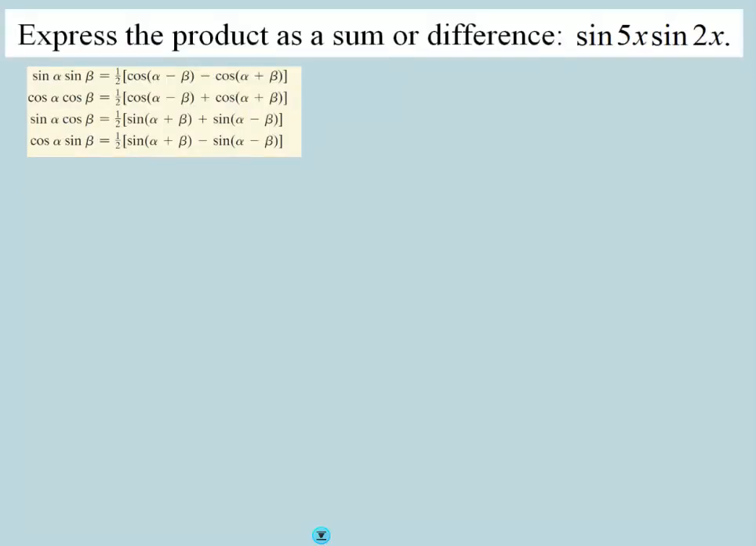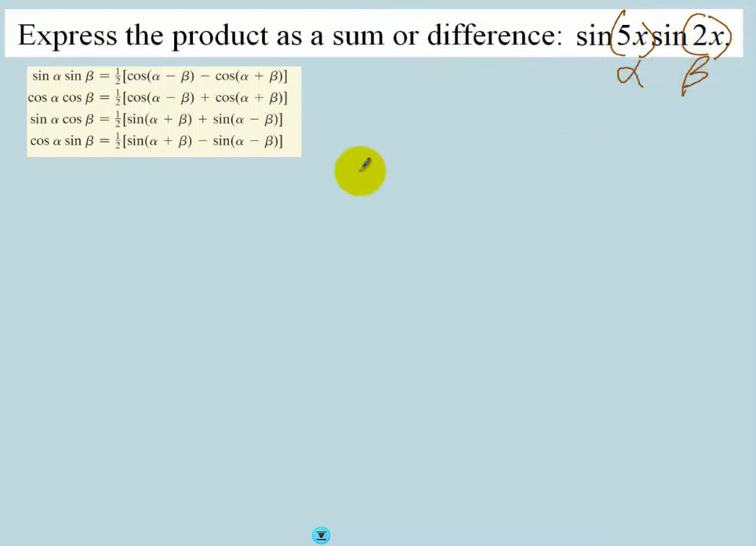So let's use some of those formulas. The idea is you have two different trig functions, and you're kind of combining them into one. So express this as a sum or difference: sine of 5x times the sine of 2x. So I'd say my 5x could be the alpha, and the 2x could be the beta.